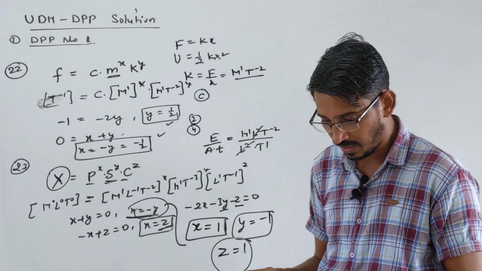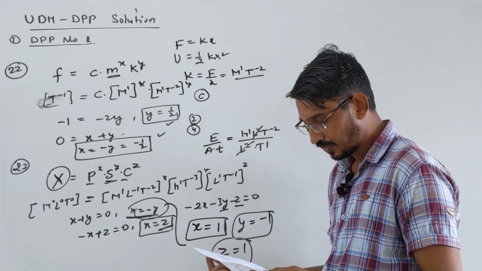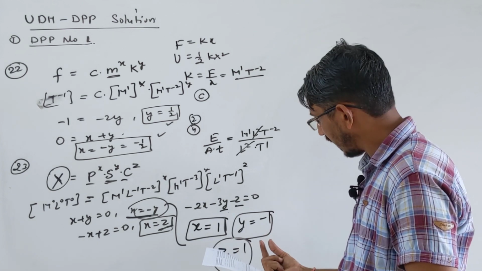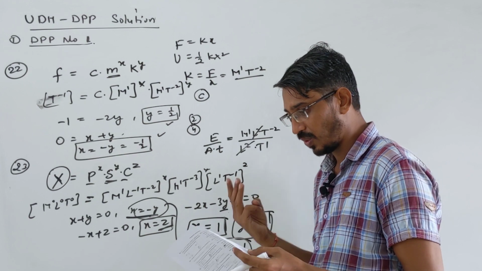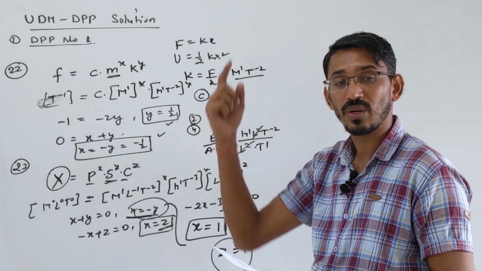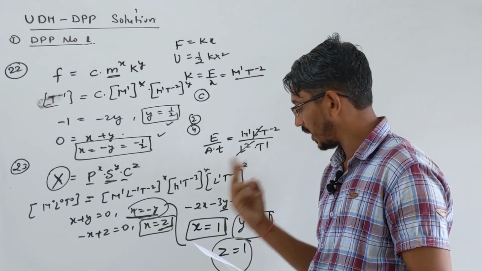So X is equal to plus 1, Y is equal to minus 1, and Z is equal to plus 1. Means option 1, option 2, option 3 all are correct. Means the first code is correct, means 1, 2, 3 all are correct.